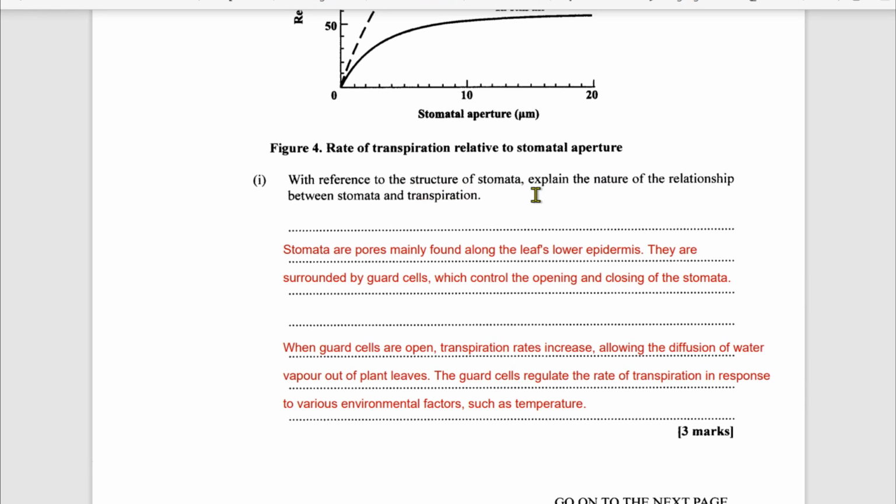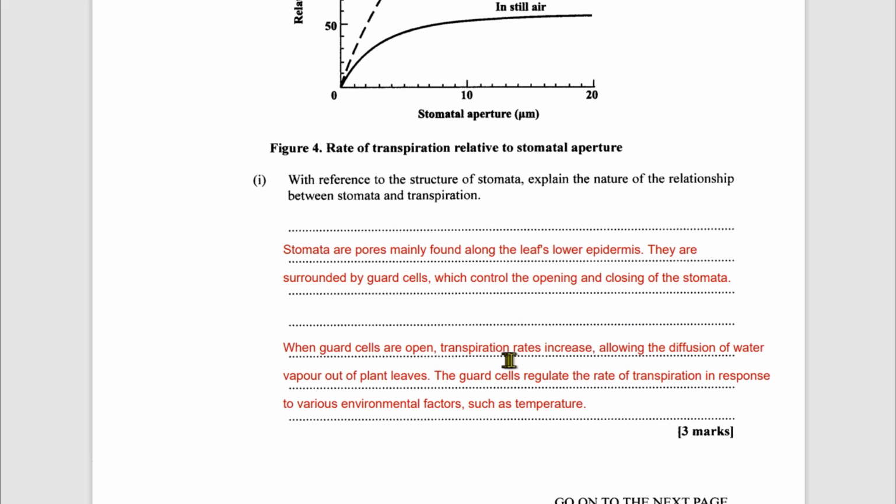It's 3 marks. First, you explain what is stomata, and those stomata are pores mainly found along the leaf's lower epidermis. They are surrounded by guard cells. Those guard cells will then open and close, basically depending on if they are turgid or flaccid, and that controls the aperture or the size of the opening of the stomata. When the guard cells are open, transpiration rates increase, thus allowing the diffusion of water vapor out of plant leaves. So when those are open, water vapor flows out and transpirational pull and so on occurs.